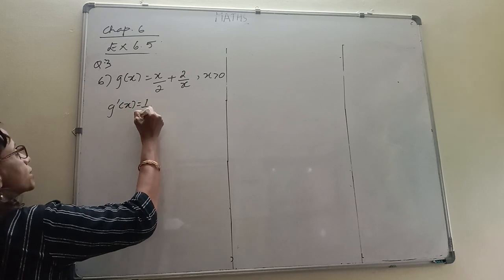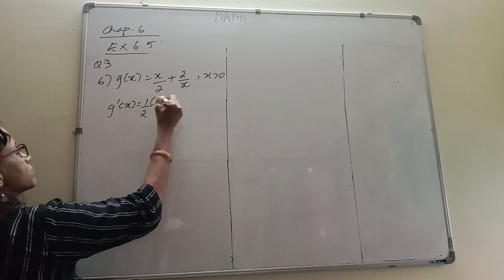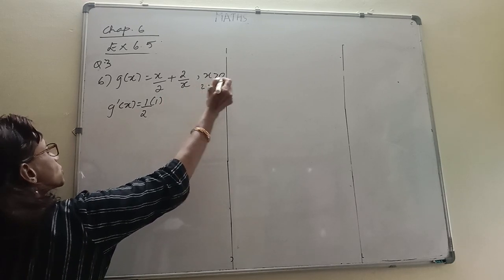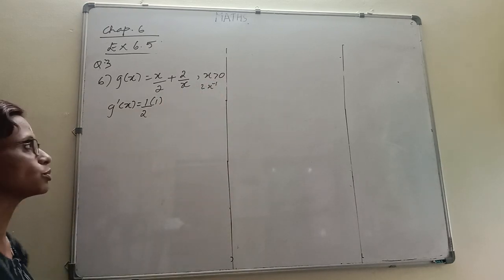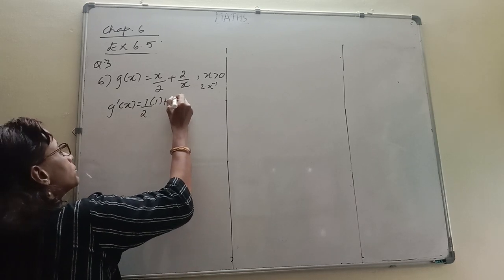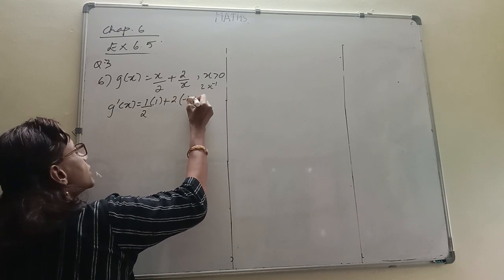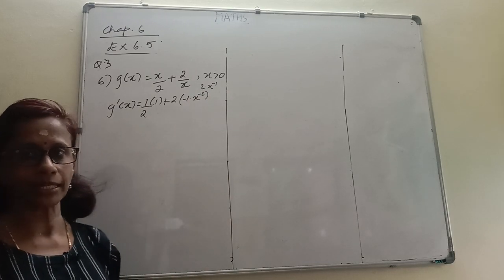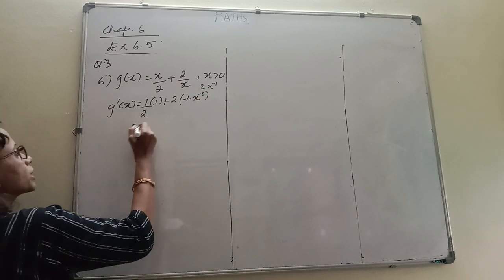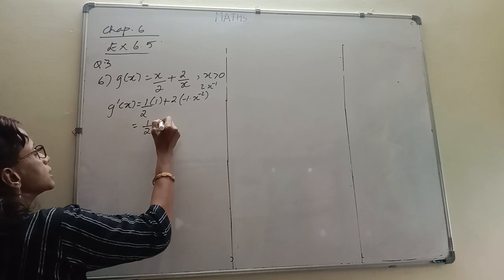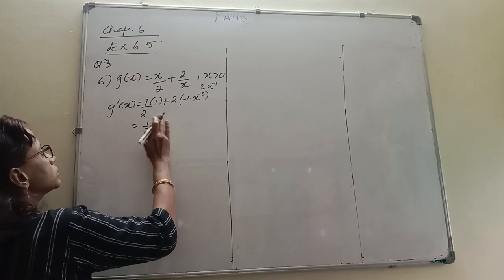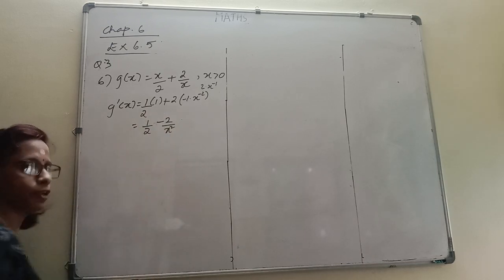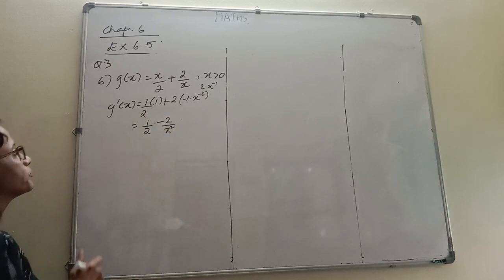Half times x you can treat it, so half times the derivative of x will be 1. And 2 over x is like writing 2 times x raised to minus 1. So when you take the derivative, it will be 2 times minus 1 times x raised to minus 2, using n times x raised to n minus 1. So when we restructure it, it will be half minus 2 over x square. You could write it like that.